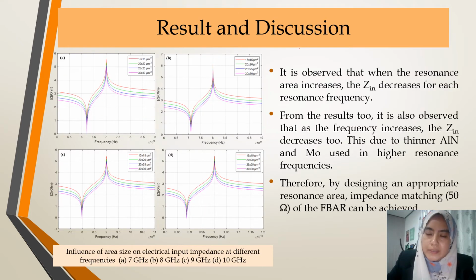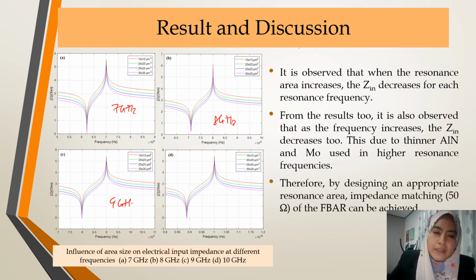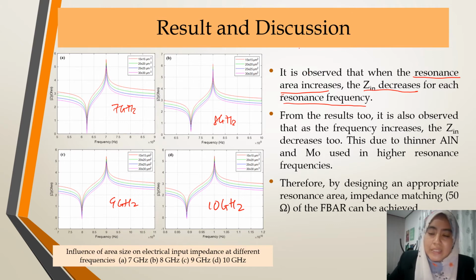So this is the result and discussion. The first part we will look at is the first characteristic, which is the electrical input impedance of an FBAR. This figure shows the electrical input impedance at 7 gigahertz, 8 gigahertz, 9 gigahertz, and 10 gigahertz. As can be seen from this figure, when the resonance area increases, the impedance decreases for each of the resonance frequencies. So for each figure, you can see the same trend.